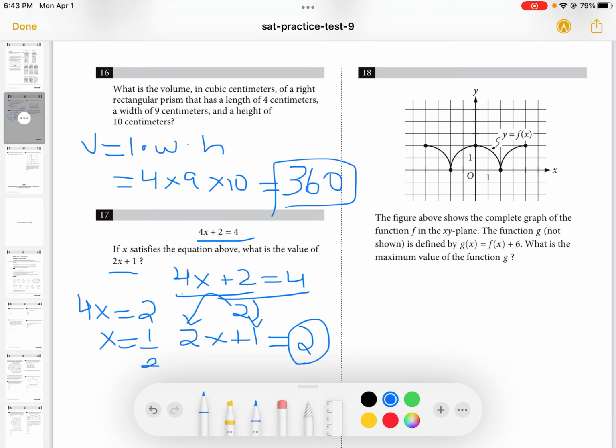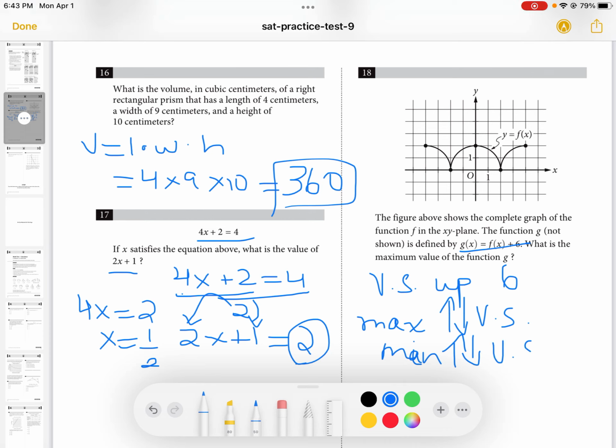So number 18. The figure above shows the complete graph of the function f in the xy plane. The function g, not shown, is defined by g of x equals f of x plus 6. What's the maximum value of the function g? This equation is describing a transformation of a vertical shift up 6. And if we have a vertical shift, we know that the maximum will go up or down with the vertical shift. And we know the min will also go up or down with the vertical shift.